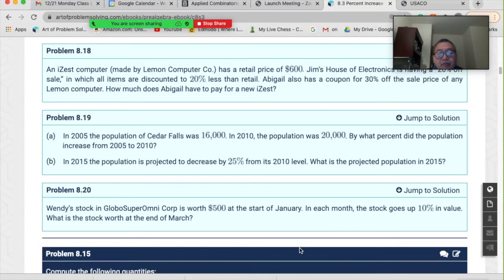In 2005, the population was 16,000. In 2010, the population was 20,000. By what percent did the population increase from 2005 to 2010? Okay, then show me how you solve this problem.